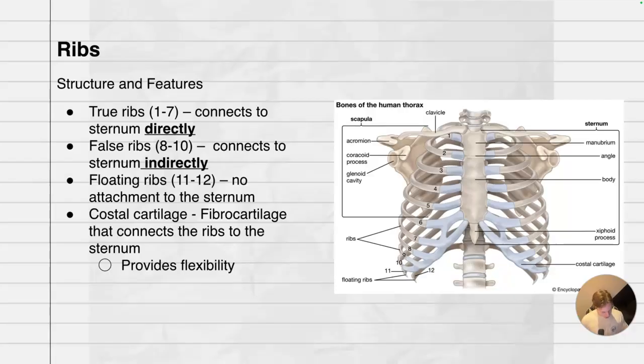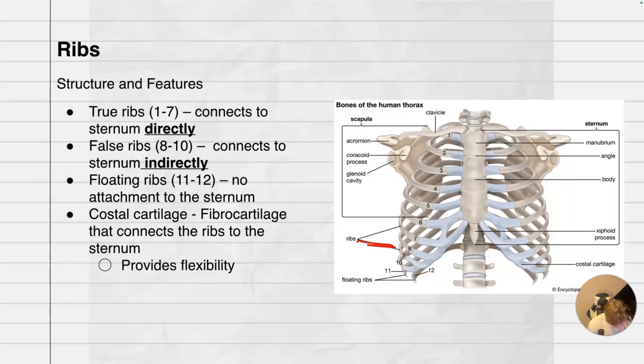But all ribs have these basic features. They'll have the body, which is basically that long portion, and then they'll have a neck, which is the portion that attaches to the back, but it's not here in this diagram. That's okay. So true will be our first seven: 1, 2, 3, 4, 5, 6, 7. We can see that seventh one runs up and attaches to the sternum still, so it's fine.